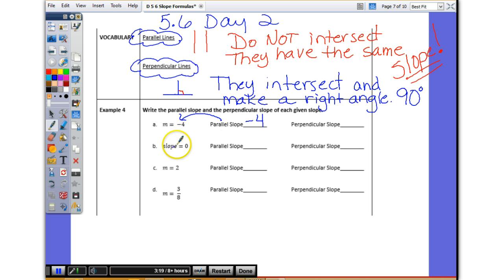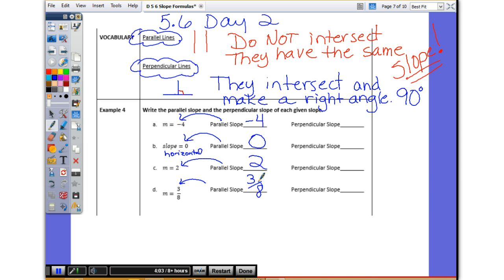So how about a parallel slope if the slope is 0? It would have to be a 0 also. To be parallel, it's a 0. What kind of a line is slope of a 0 again? Vertical or horizontal? That is horizontal. All right, what's the parallel slope to this one? If it has a slope of 2, it has to be 2. Parallel to 3/8, 3 over 8. Okay, so parallel slopes, in order to be parallel, they have to have the exact same slope.